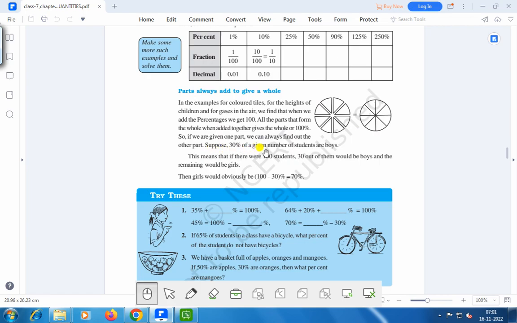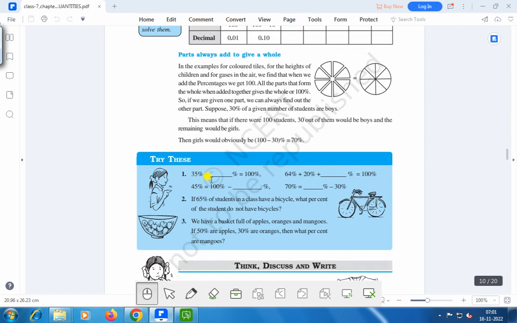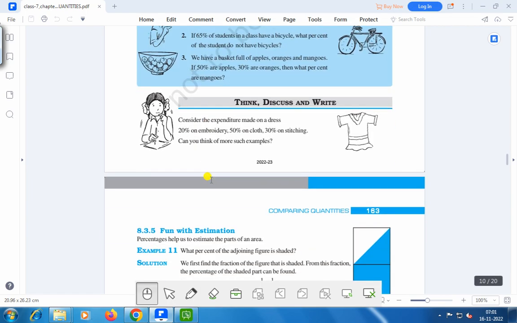Suppose 30% of a given number of students are boys. This means that if there were 100 students, 30 of them would be boys and the remaining would be girls. The girls would obviously be 100 minus 30, that is 70%, right?